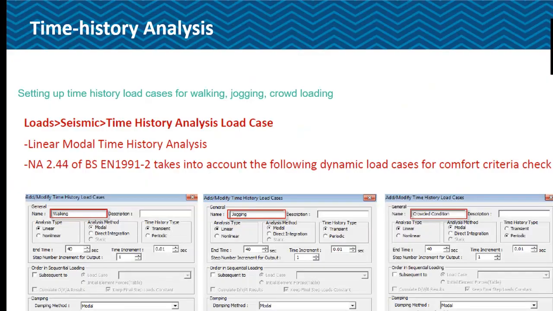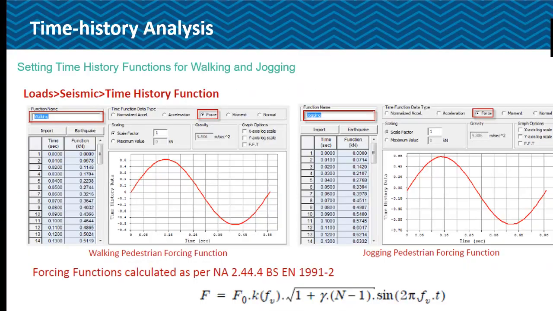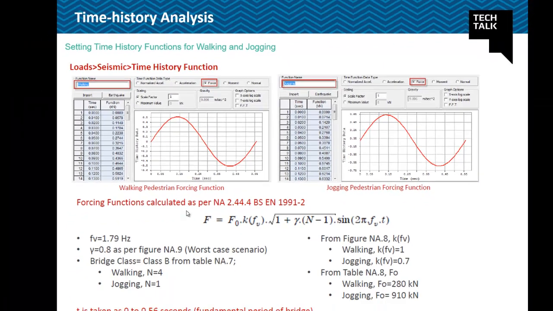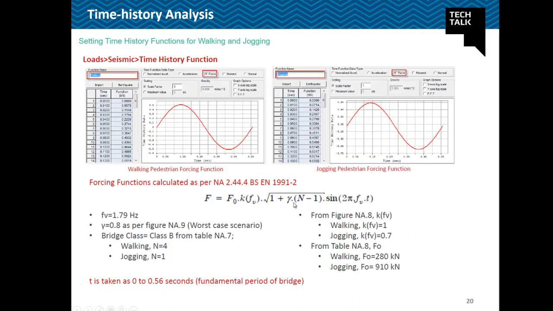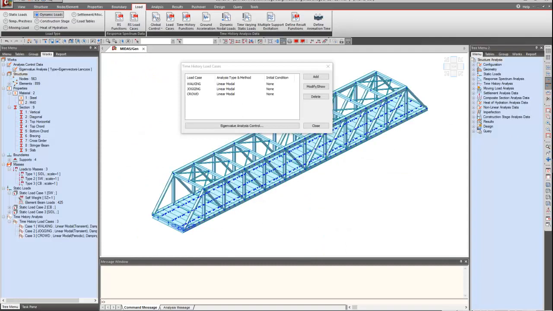Now that we are done with the load cases, we will move on to time history force functions. So basically now, as I already mentioned, the code specifies this type of forcing function which needs to be created for our bridge. To create this forcing function, I took help of Excel. So let me show you that Excel file which I have created.